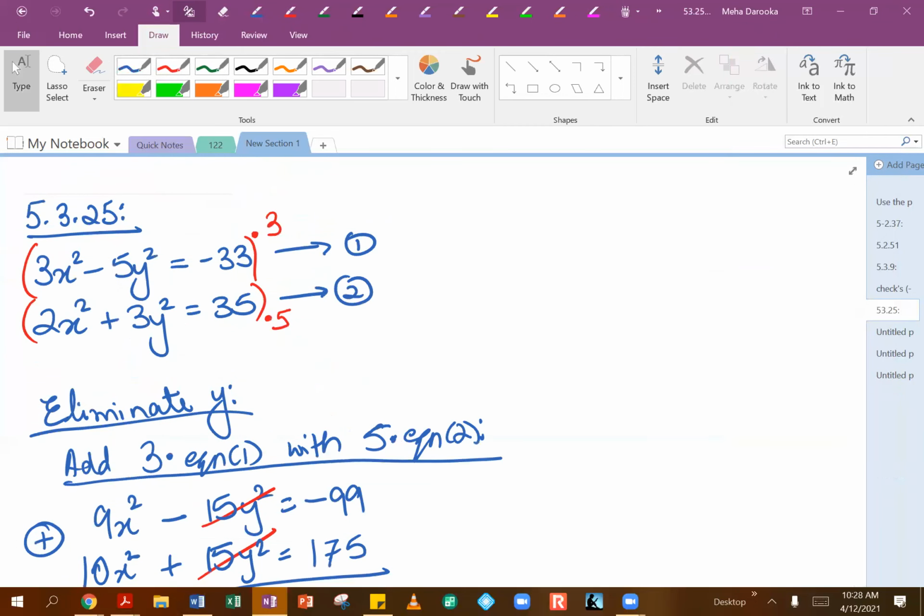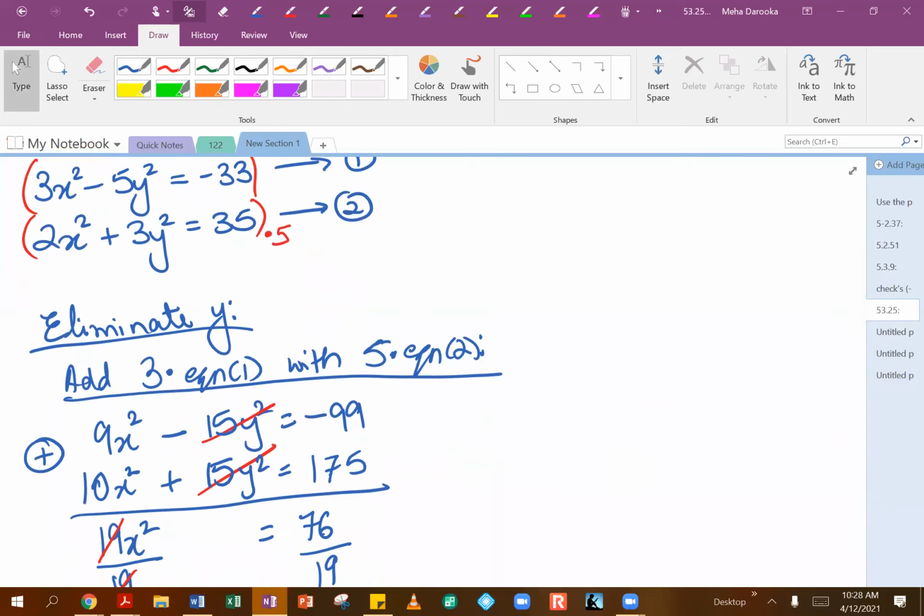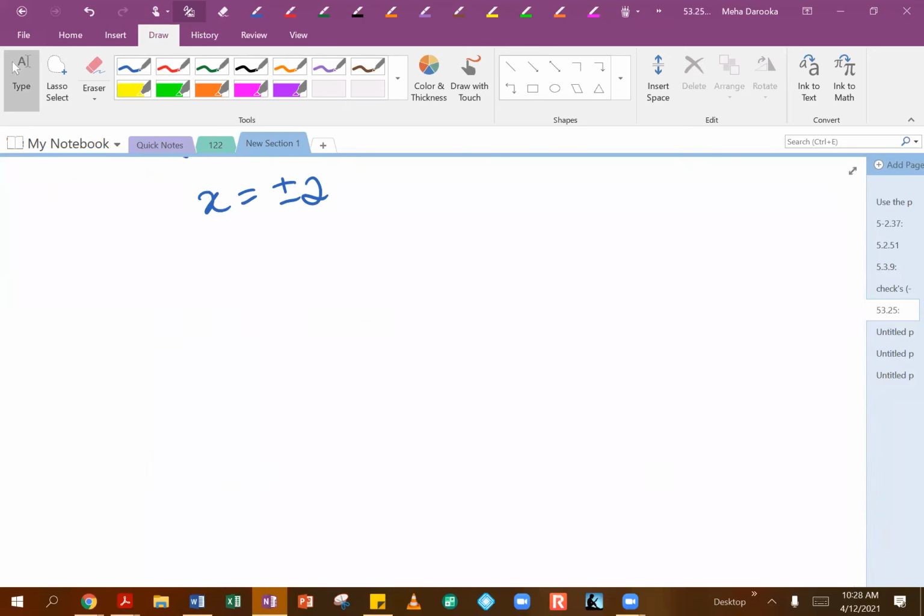Alrighty, so we've got our x values. Now we need to go back and find the y value for each one of those x's. So I guess I'm going to use equation 2 since we have a positive 35 on the other side. We won't have to worry about negative signs. So I'm going to use that second equation to find our y value.